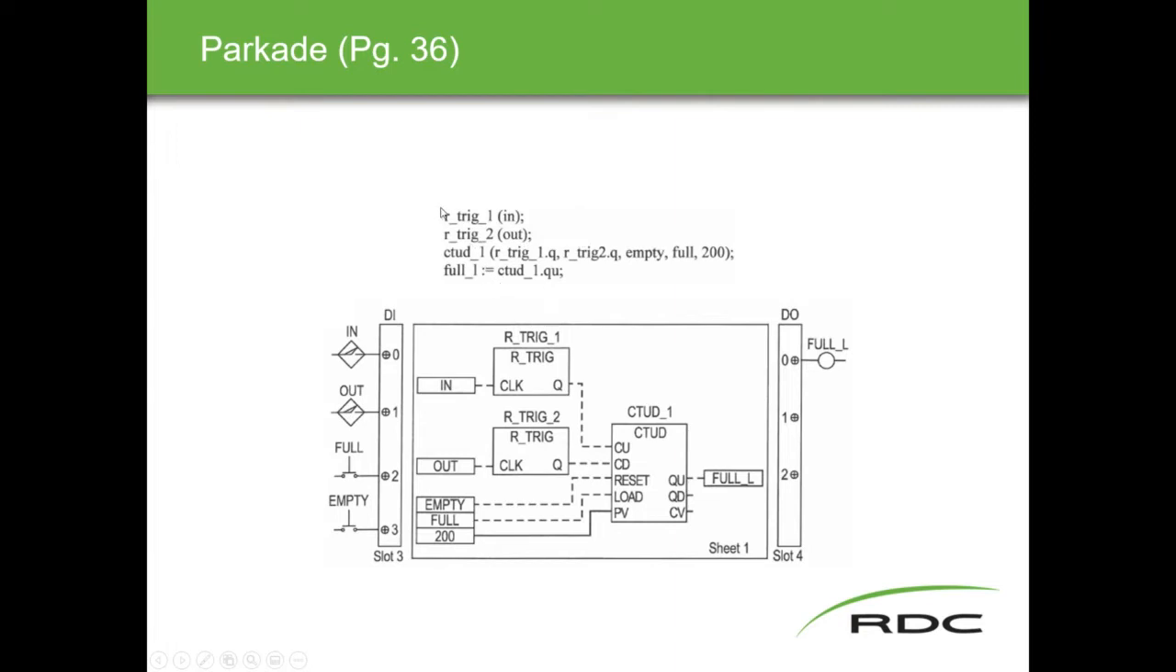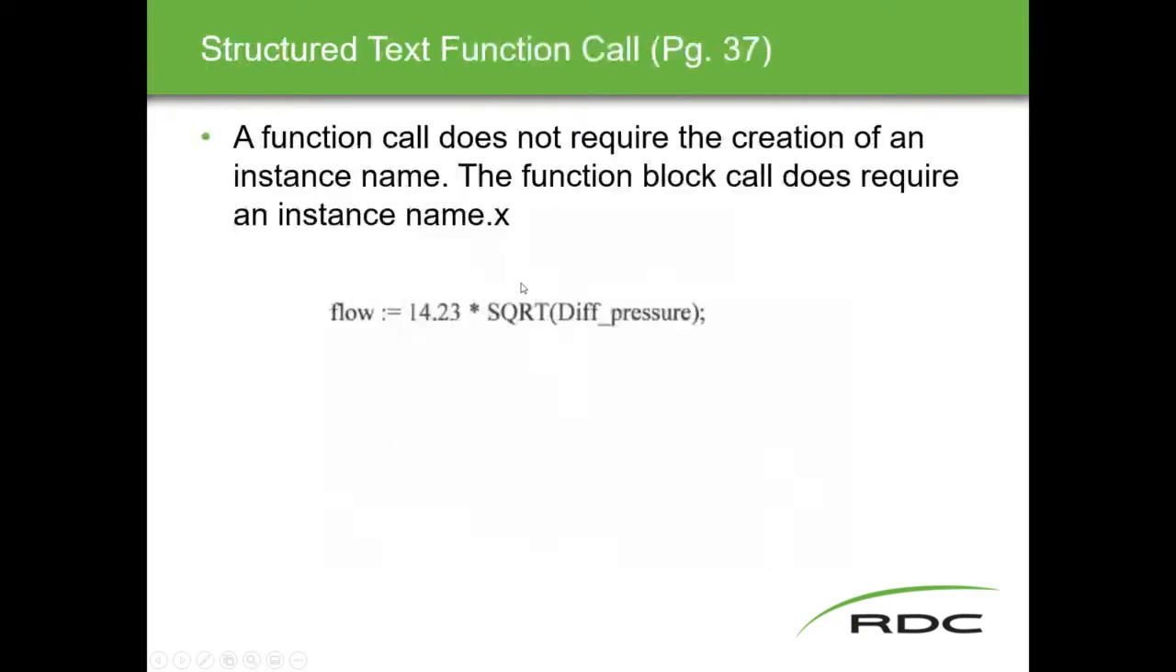Just again, assigning, right? Assigning rtrig 1 to input parameter in, rtrig 2 to input parameter out, and the count up down parameters, including the Q values of these two blocks, plus the value of the empty switch, plus the value of the full switch, plus the value of our preset of our counter block. So translate, recognize the syntax, exercise, practice, repeat. That's all I can say.